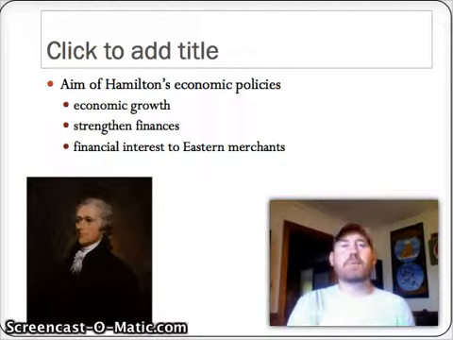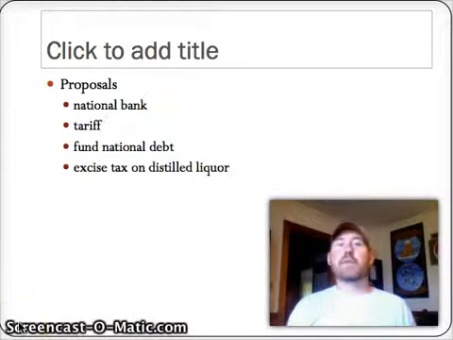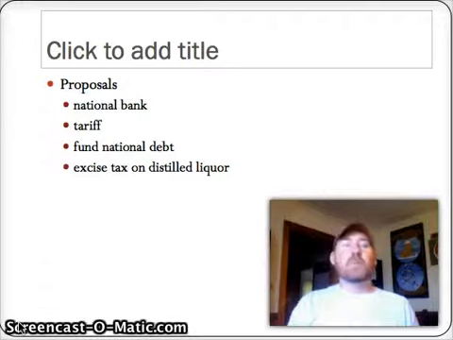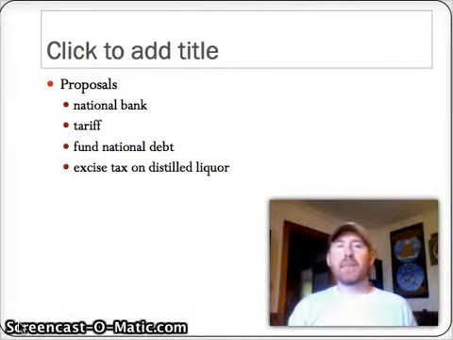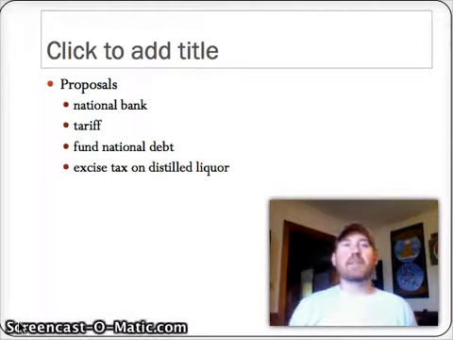So once again, going to the last slide, I kind of talked about it there because I forgot this was here, but as far as his actual proposals for how to get our economy going, the National Bank plays into it, which becomes the source of conflict later on with Andrew Jackson and Nicholas Biddle. The tariff, as I said, the funding of national debt, and also one that I didn't hit on, but it's very important, is the excise tax on distilled liquor, particularly whiskey.